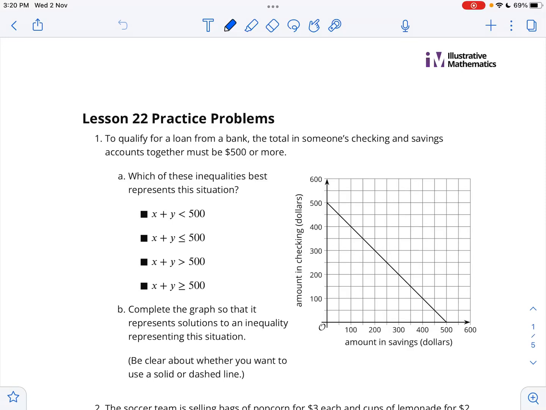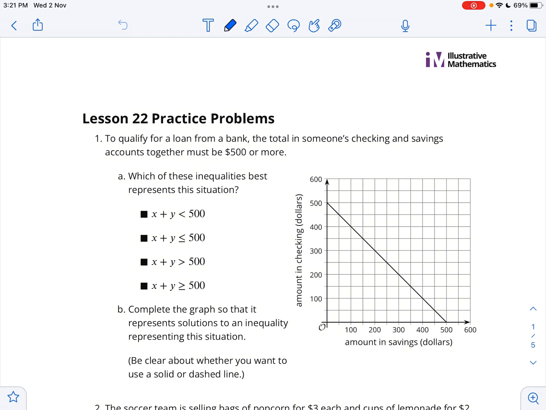Let's do lesson 22 practice problems. All right, question 1. To qualify for a loan from a bank, the total in someone's checking account and savings account together must be more than $500. Which of these inequalities best represents this situation?